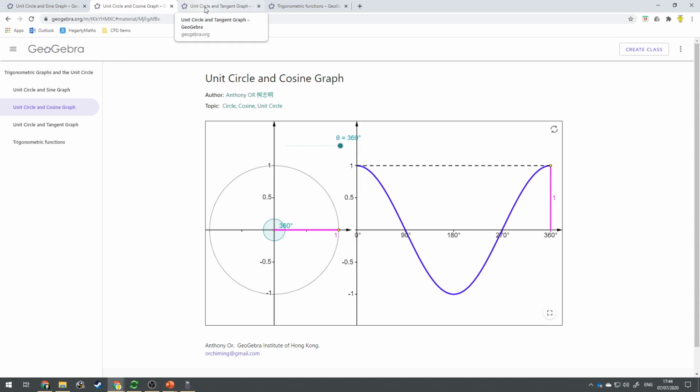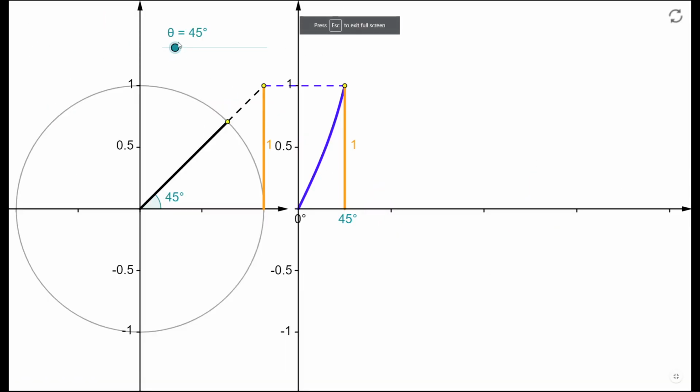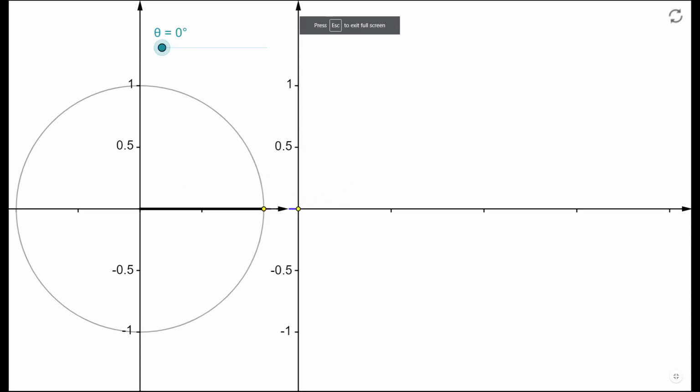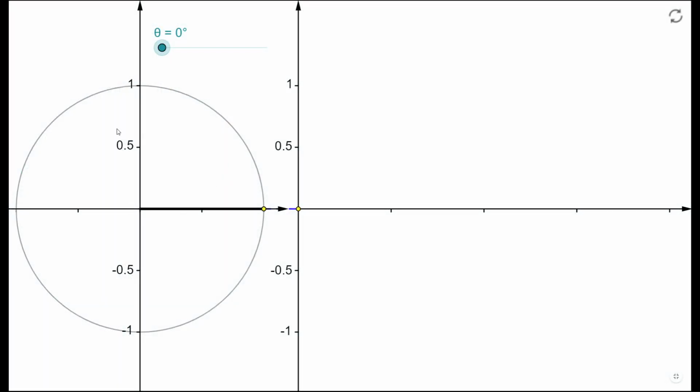Okay. And there's one final one, which is slightly more awkward to explain in terms of graphs. It's called the tangent function. Okay. Now, if we look back to how we defined tangent, the tangent function was us taking the length of the opposite and dividing it by the length of the adjacent. Now, in this it is a bit strange. Okay.